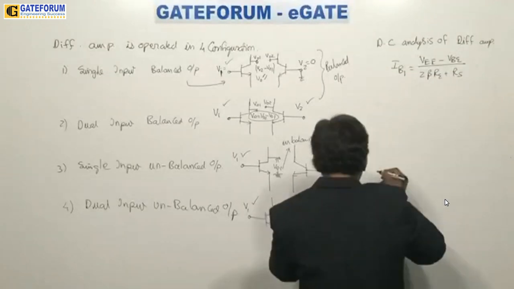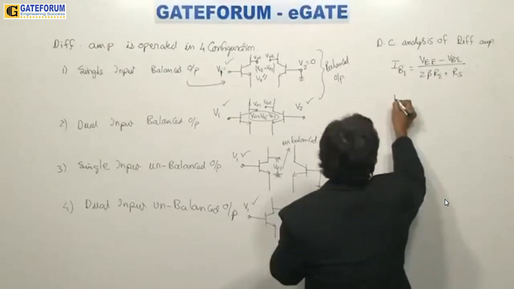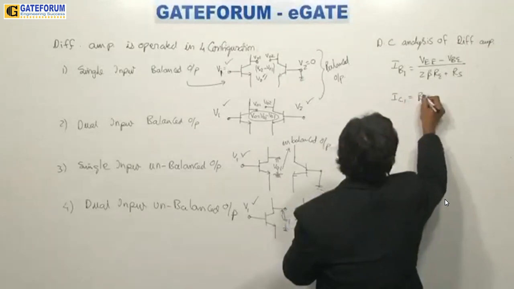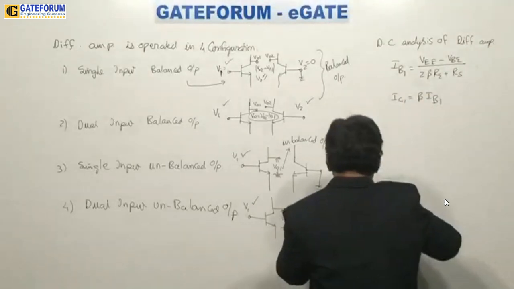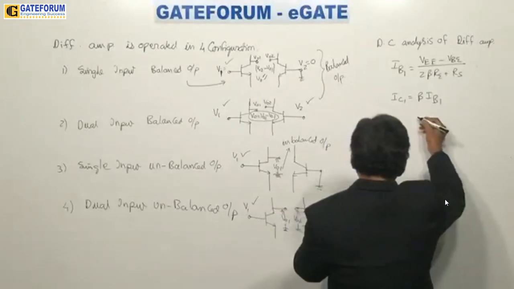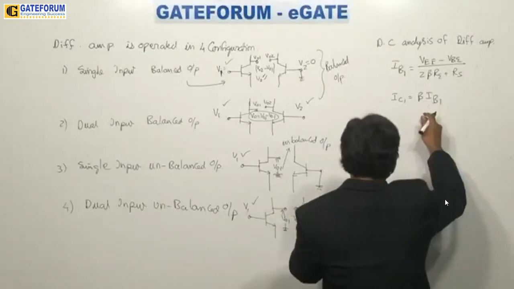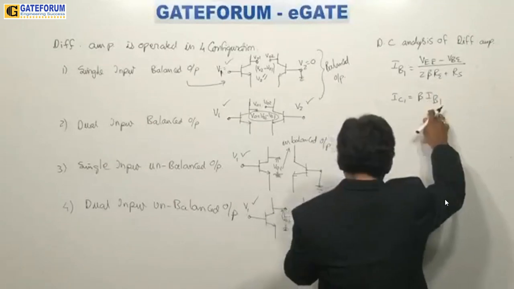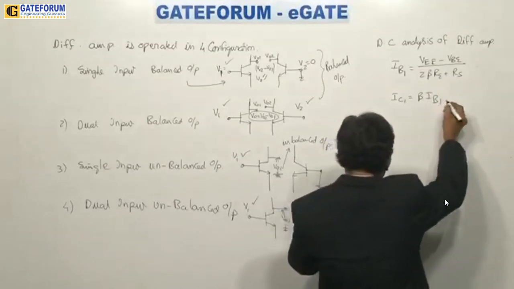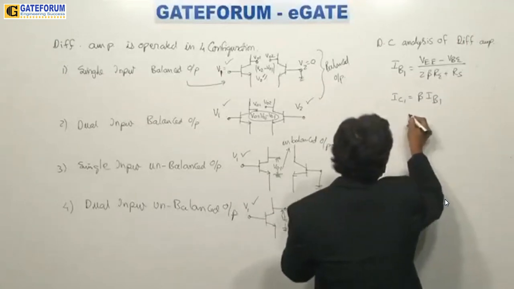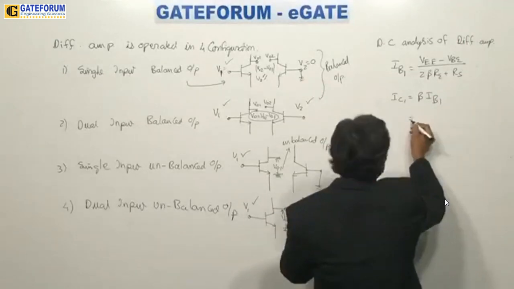Okay, this is here I have IB1, and you know that IC1 will be equal to beta into IB1 in DC conditions. Okay, and this value you can rewrite it like this. Once again, you can substitute that formula of IB1 here and find out the value of IC. Okay, it becomes very simple. So IC1 you can rewrite it like this.